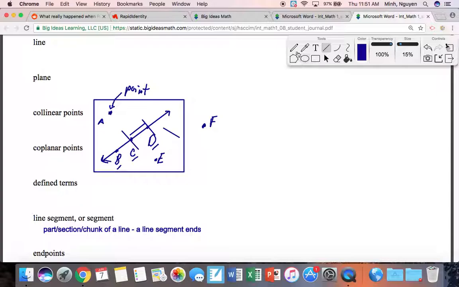Endpoints. Endpoints are the points at the end of a segment. So in this case, let's say I had segment GH. These would be the endpoints of segment GH.